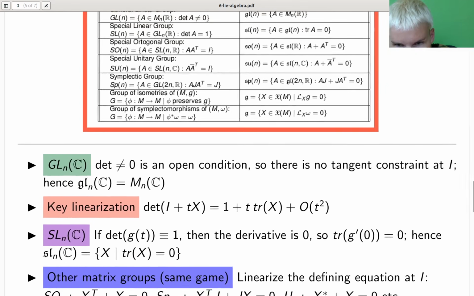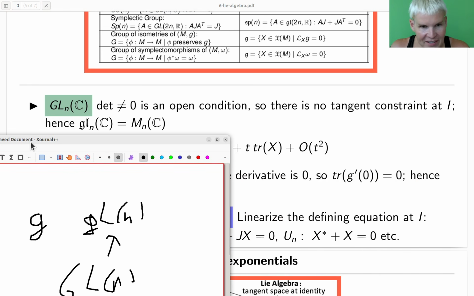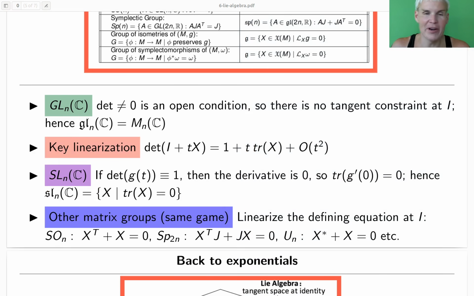So here's how it goes. It's actually pretty easy, and I will draw a picture in a second. So let's do GLn, and you get, as I said, this is a much better font. Let's compare. I really can't draw that font. That's just what it is. Anyway, GLn, the small gln, its associated Lie algebra. Its tangent space is just all matrices. And how can you see that? Well, the only condition that you have is determinant not equal to 0, but that's an open condition.